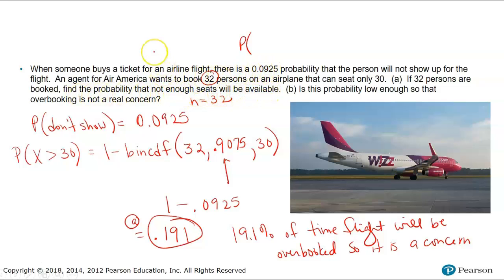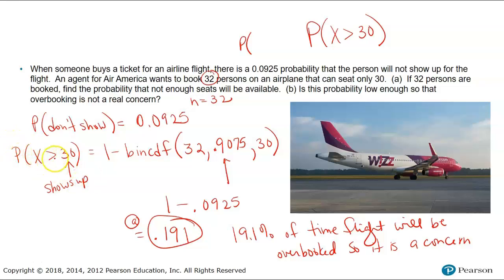So basically, if you're booking this flight and you're booking people on a plane that can only seat 30, the problem's going to occur when we have more than 30 people show up. So 30 people's fine, 31 people is a problem. So we are only concerned really about the probability that more than 30 people show up. So this is a number that shows up. So just keep that in mind.